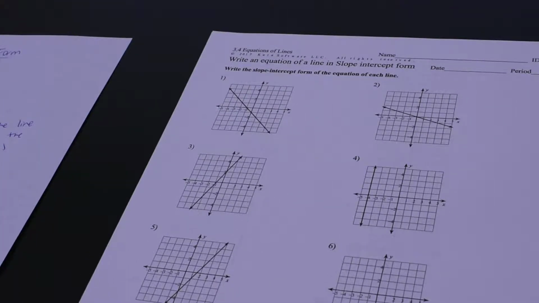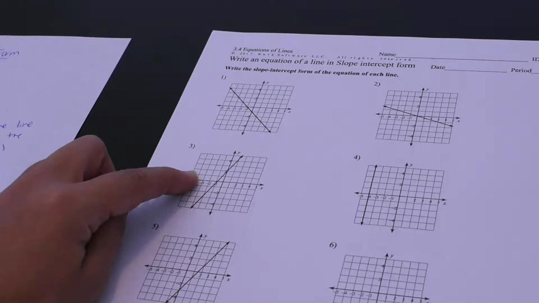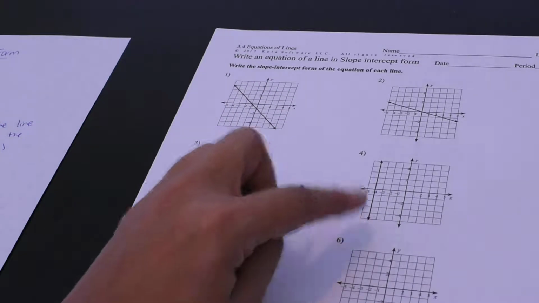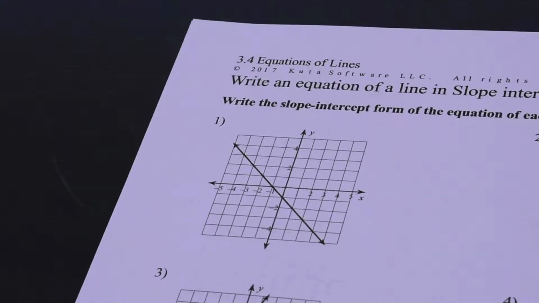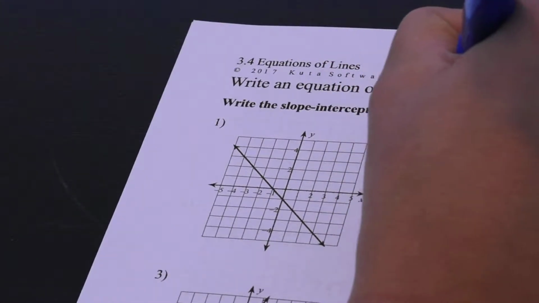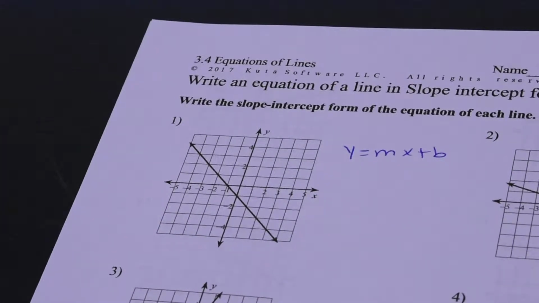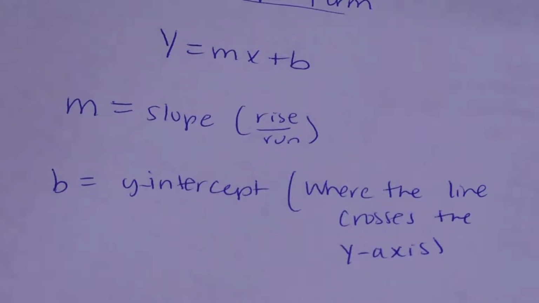I'm only going to do 1, 3, and 4. Okay, I'm going to do 1, 3, and 4 with y'all, and y'all will do the rest by yourself. Okay, so let's look at number 1. I'm going to zoom in. So looking at number 1, we know that the equation of a line is written as y equals mx plus b. We have to figure out what is m, what is b. M, we said, was slope, rise over run. B is the y-intercept, where the line crosses the y-axis.